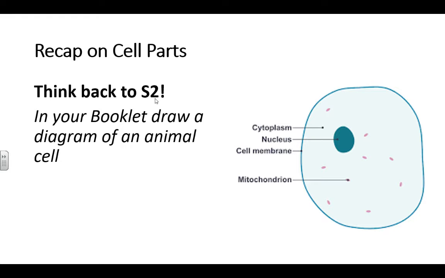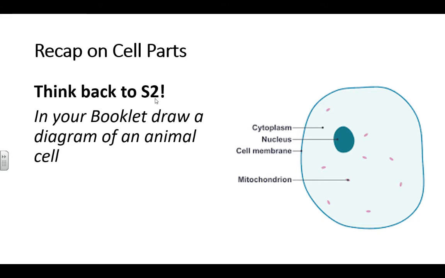So the first thing I ask you to do in your booklet is to draw an animal cell. Think back to S2. We have this squishy, wiggly blob, which is the animal cell. It has the nucleus in the middle, which controls all the cell's reactions. It contains the DNA, the alleles, genes, all these words that we've used in previous sections. We'll look at the process of how the nucleus divides today in this video, which is called mitosis.